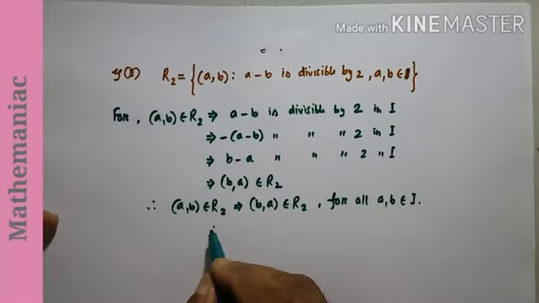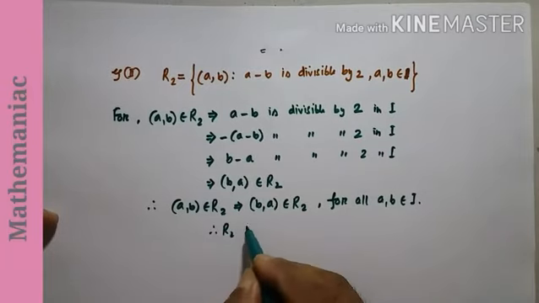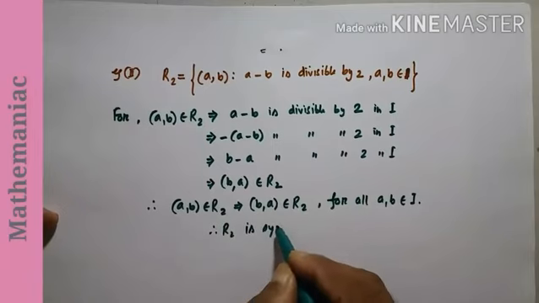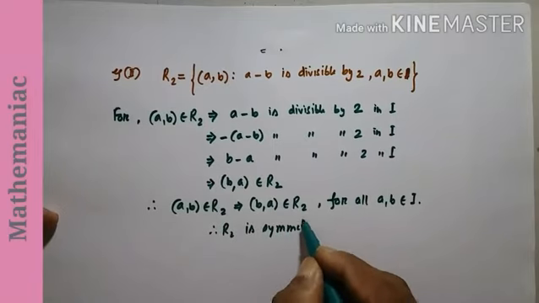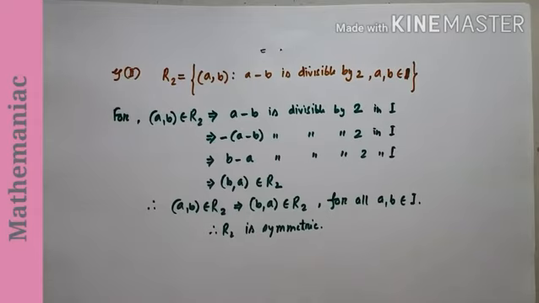So what do you say about R2? What conclusion can you say? R2 is symmetric. So that is another example of a symmetric relation. Now let's move on to the third type of relation.